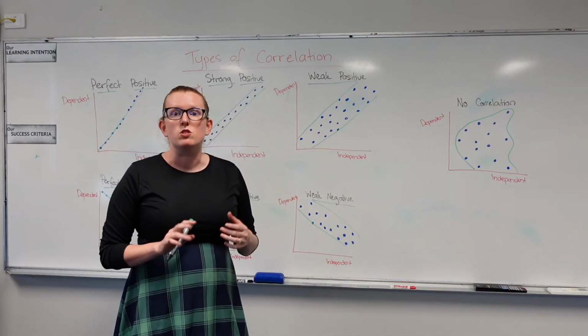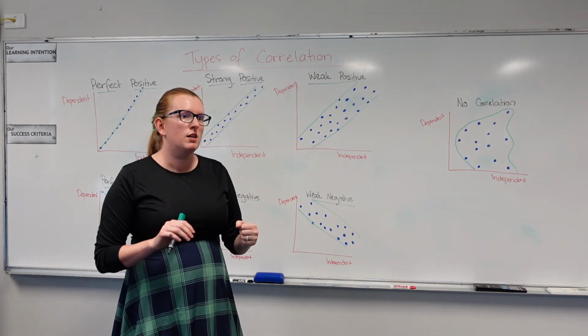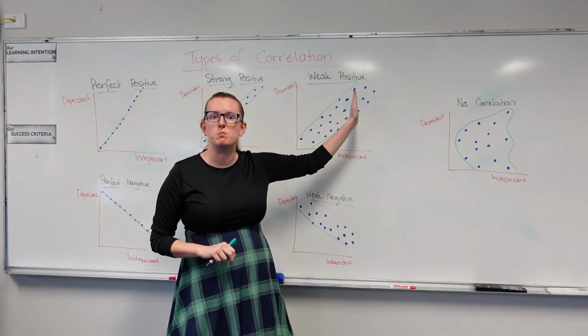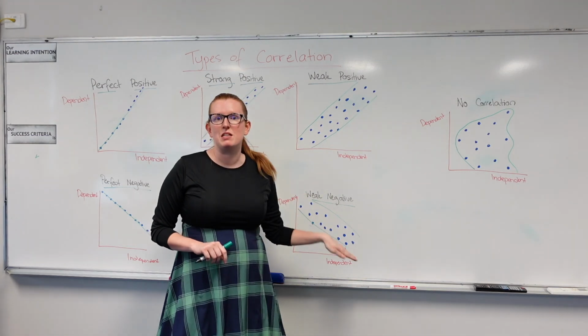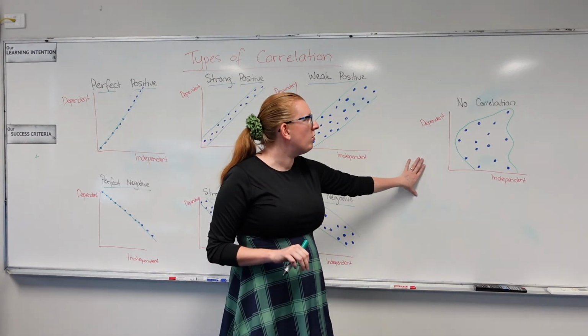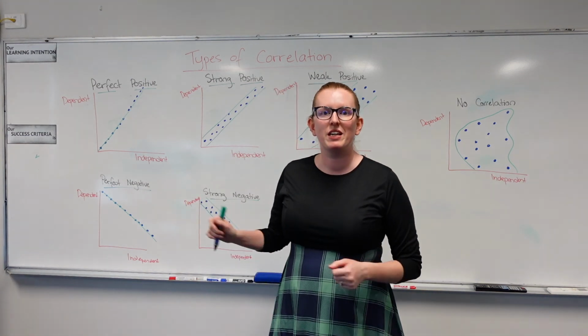But it's important that you describe it as either strong, perfect, or weak, and then tell us what direction it's heading in. So if they're heading up, that means positive. If they're heading down, that means negative. So you need 2 words in there to describe what's happening, or 2 words being no correlation. Okay, so that's all we need to know for correlation.